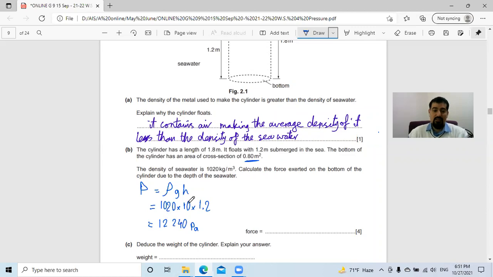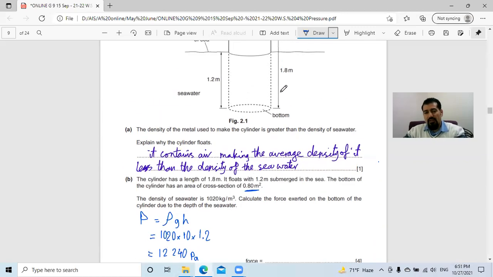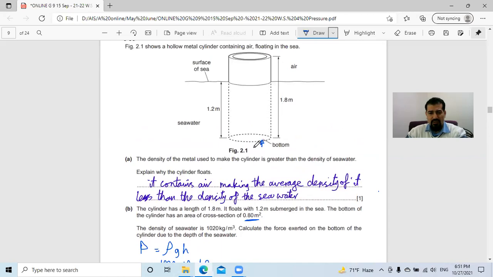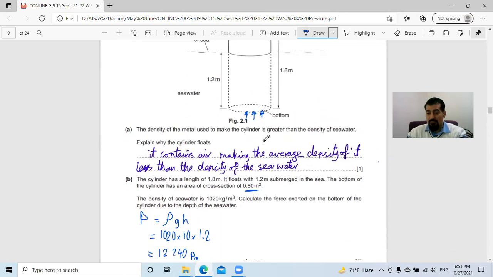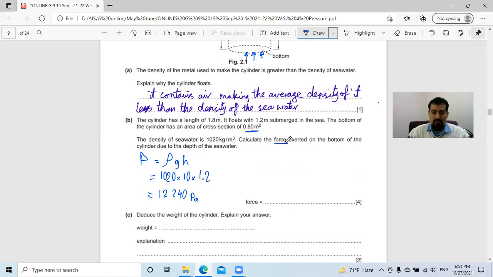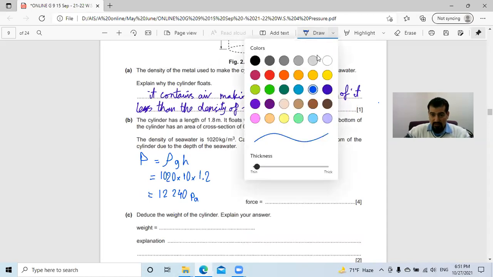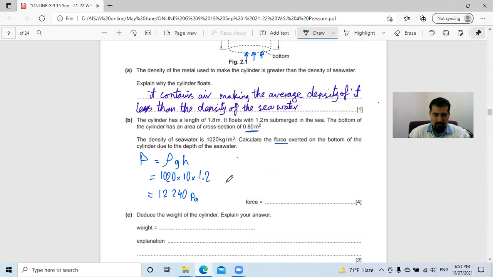Is this our answer? No, it's not our answer. This is only the pressure at the bottom, the pressure by the sea on the bottom. They ask about the force. We know that pressure equals force over area. So the force equals the pressure multiplied by the area.